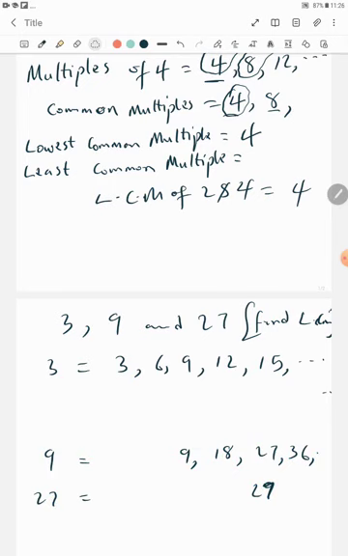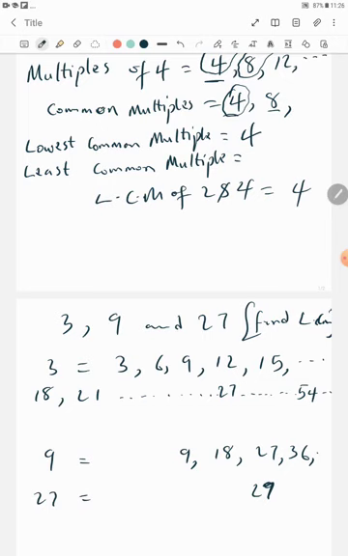So we have 3, we have 15, we have 18. I'm continuing with the multiples of 3. We have 21, and it will continue like that, adding 3. You are going to encounter 27. If you continue to add 3, obviously you are going to encounter 54.